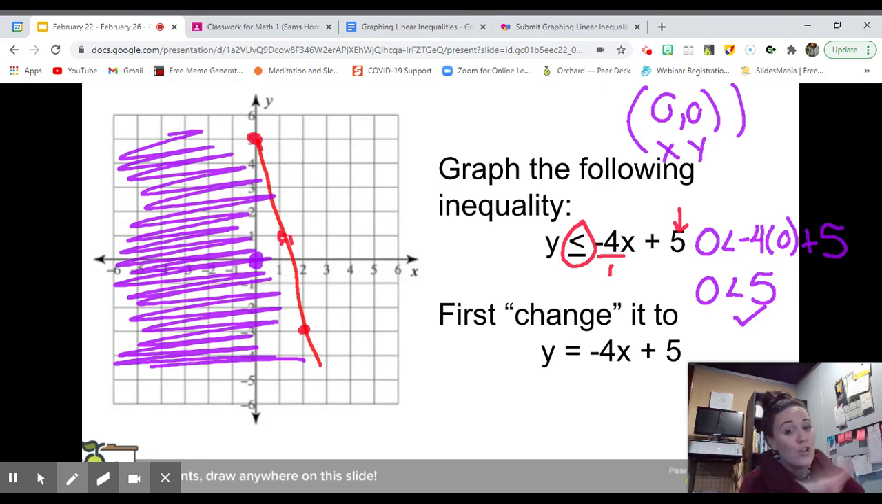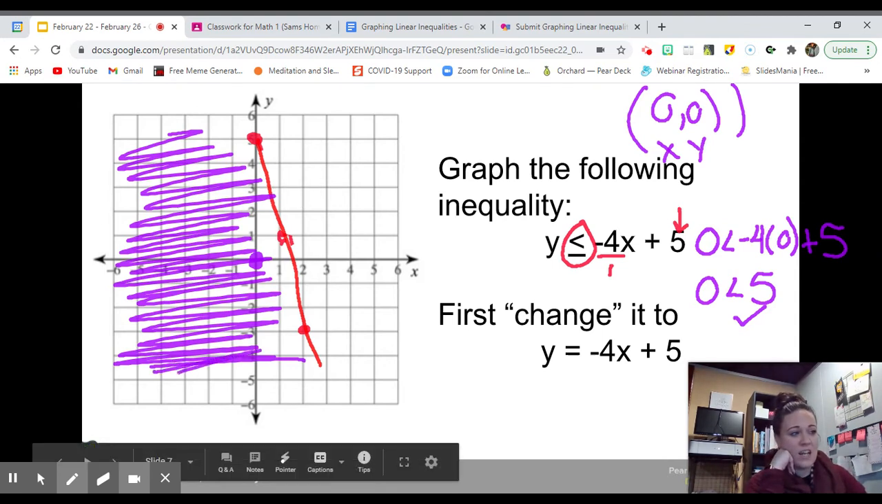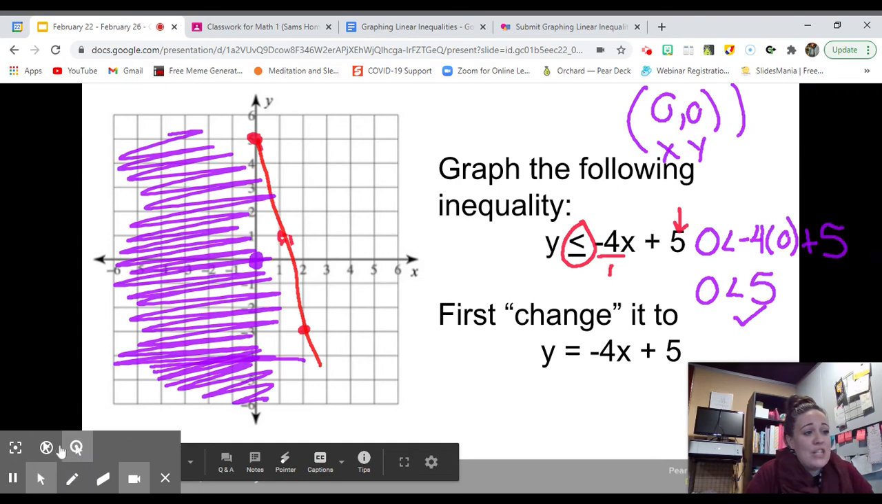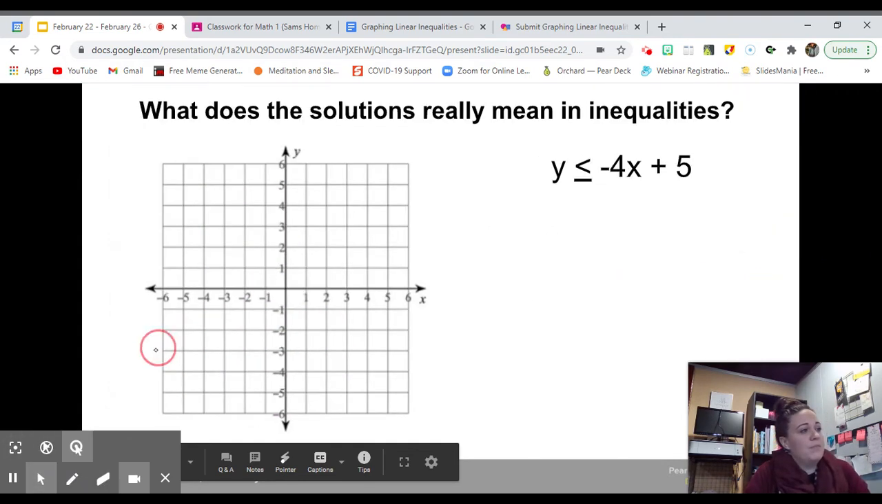Okay, now you can test it. You can prove me right. You can prove me wrong. But if you were to pick any particular point in this purple section that I shaded, or any point really below this red line, your statement is going to be true, which is why we're shading it, because that's a lot of points just to put on the graph. So just scribble and shade that in. Okay, let's do a couple more. Clear all of this off.